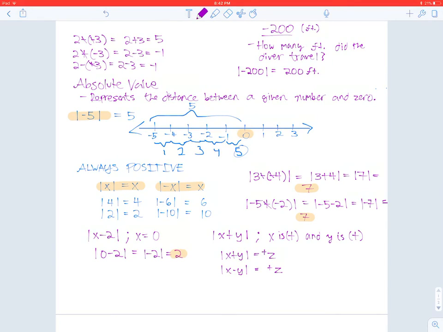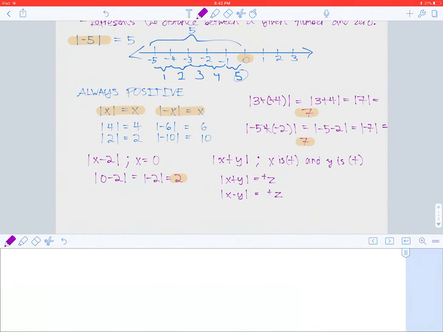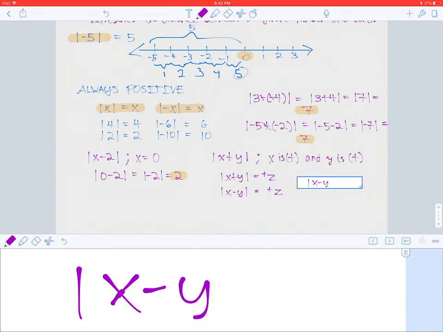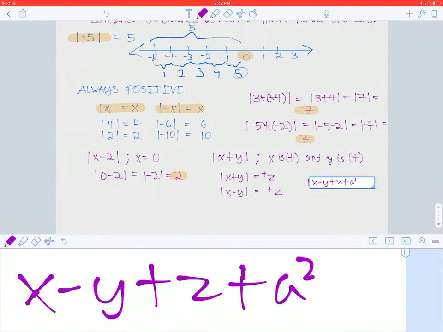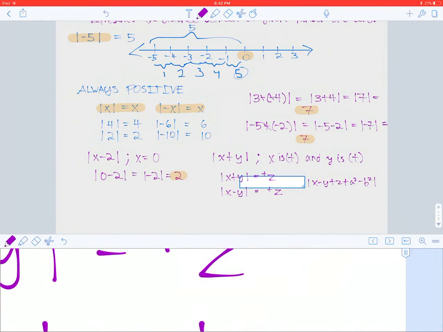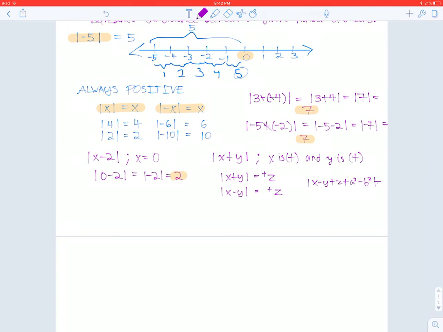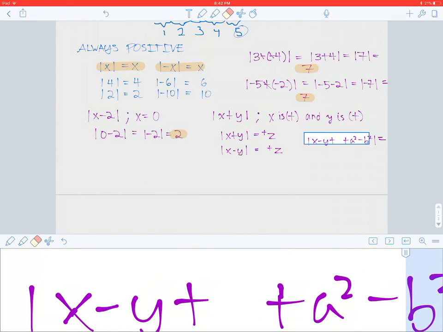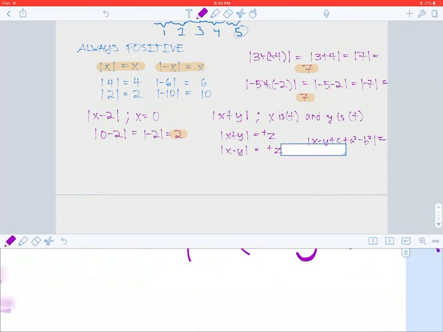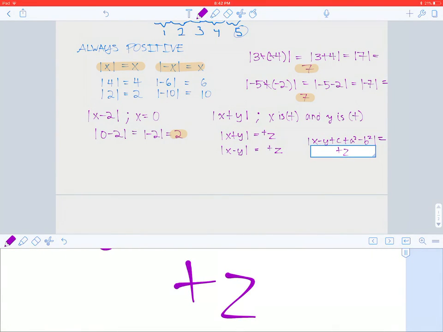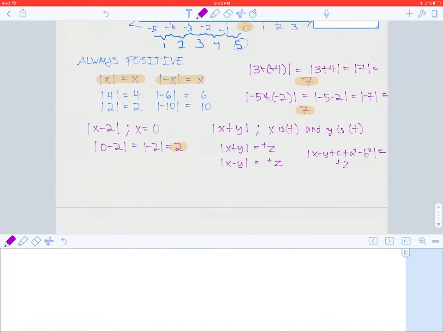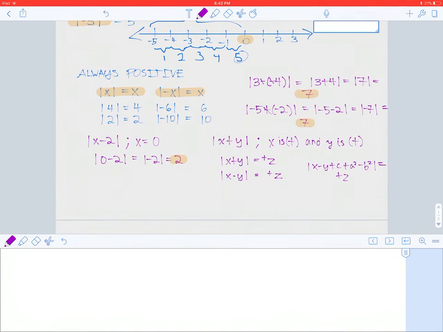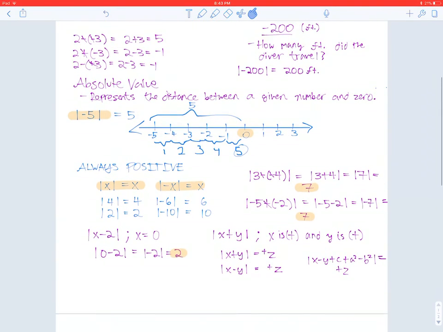And no matter what kind of variables we have, like if we had a crazy expression like x minus y plus z plus a squared minus b squared or something, it may seem crazy at first, but no matter what these variables are evaluated at, we know that it's going to be a positive number, because absolute value represents distance, and distances can never be negative. That's one of the main points that you need to understand from this lecture.